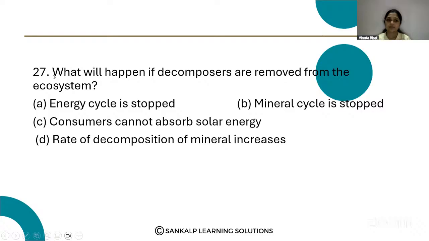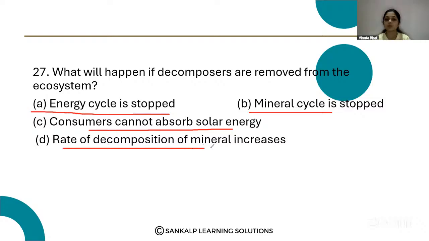Question number 27. What will happen if decomposers are removed from the ecosystem? When the decomposers are removed from the ecosystem, option A, energy cycle is stopped. Option B, mineral cycle is stopped. Option C, consumers cannot absorb the solar energy. Option D, rate of decomposition of mineral increases.